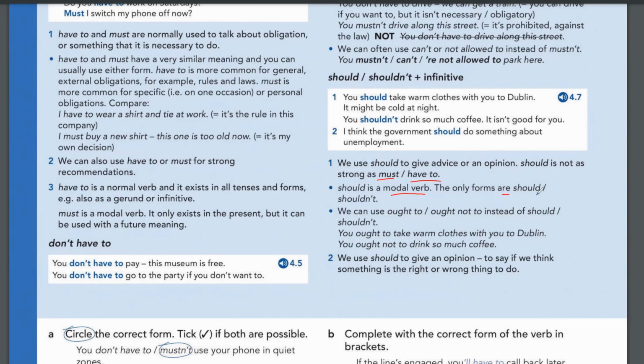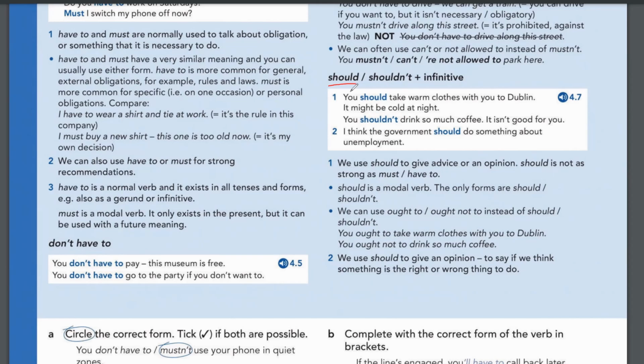The only forms are should and shouldn't. You should take warm clothes with you to Dublin, or it might be cold at night. You shouldn't drink so much coffee. It isn't good for you. So I'm giving advice, kind of advice. You shouldn't do that.